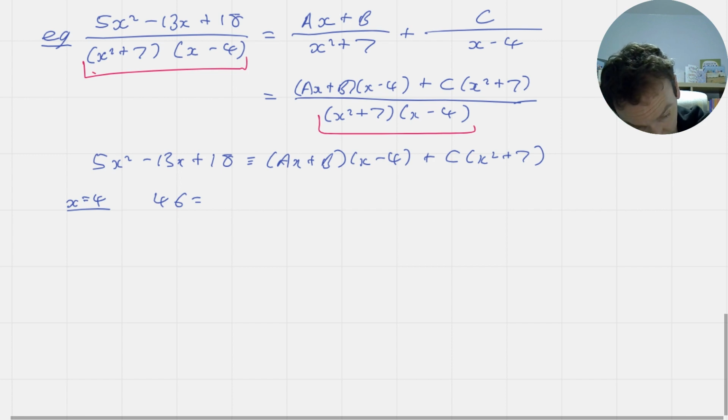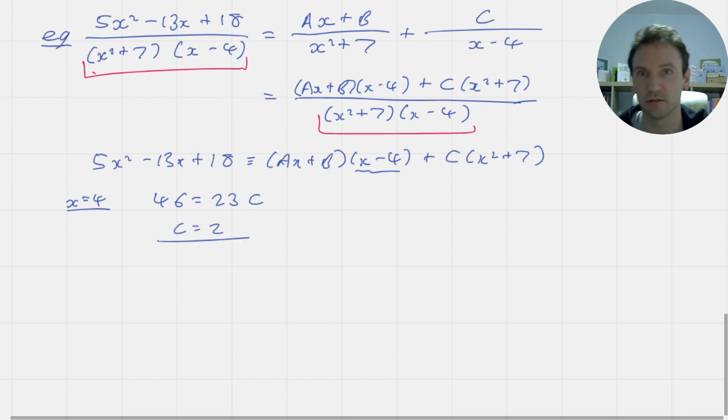whole first term disappears because of that x minus 4 goes away. So you're just left with plus c times x squared plus 7. So 16 plus 7 is just 23. So we get 46 equals 23c, divided both sides by 23. C equals 2. Excellent. Nice and easy. We've got one in the bag.